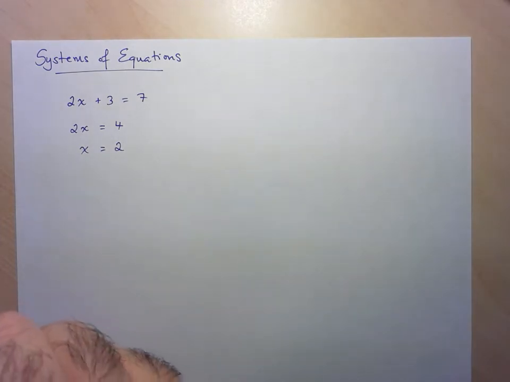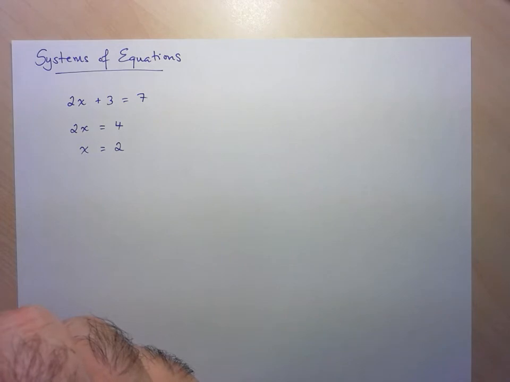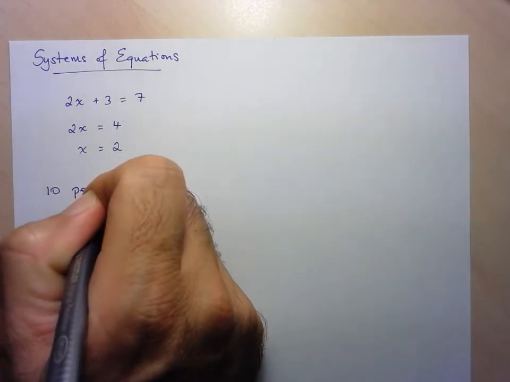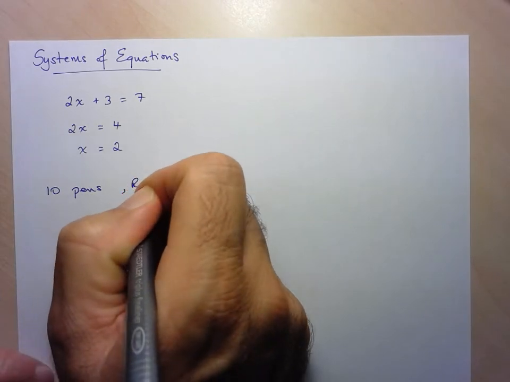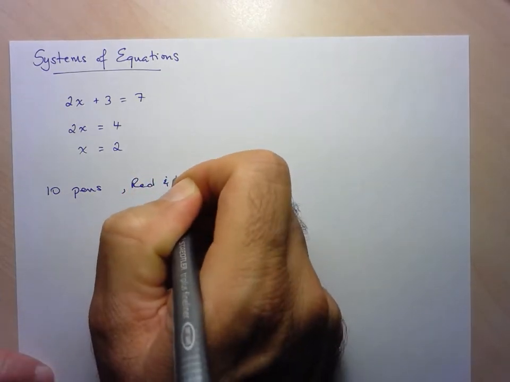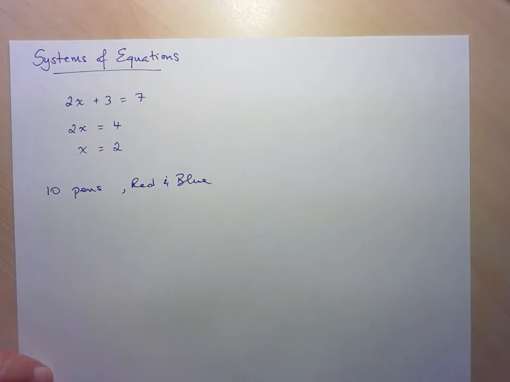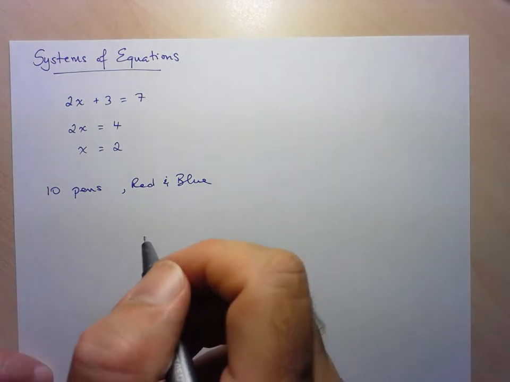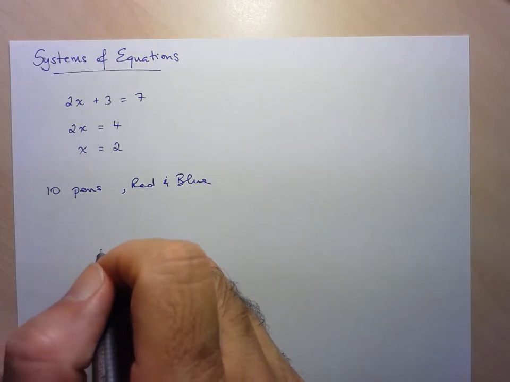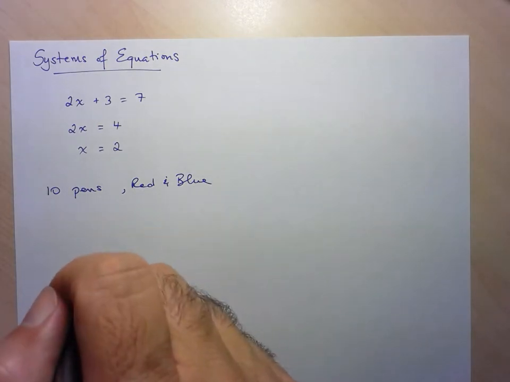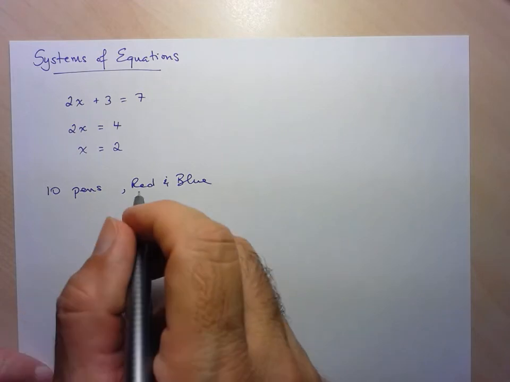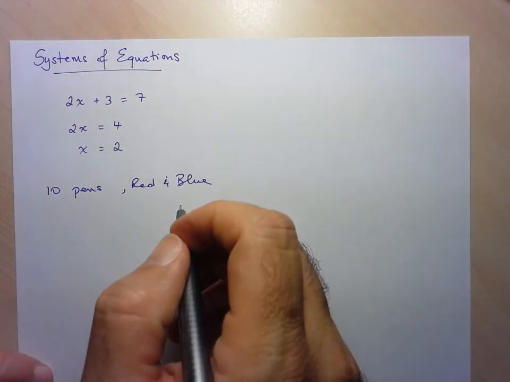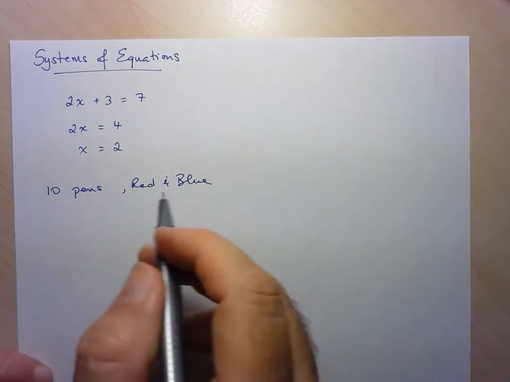However, what if we have a scenario like this one here? Let's say you buy 10 pens, and some of them are red and some of them are blue. And I ask you, how many of each did you buy? And you realize intuitively there's more than one answer here. I could have bought 1 red and 9 blue. I could have bought 6 red and 4 blue.